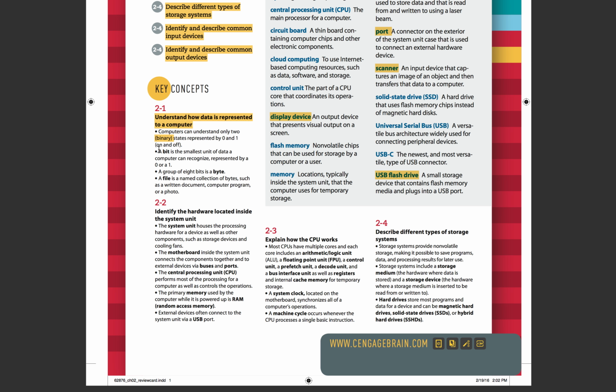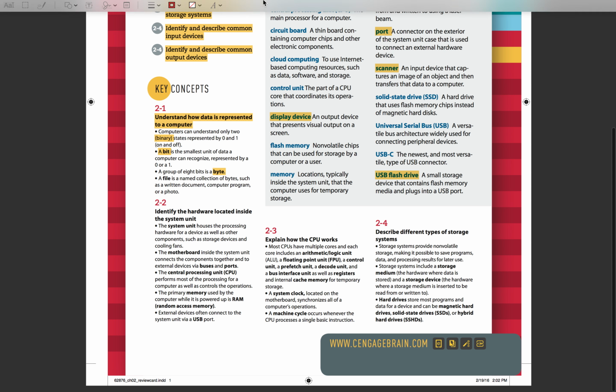So that information is all kind of created into a bit. So our bit is the smallest unit of data that a computer can recognize, represented by those ones and zeros. And then our byte is a group of bits. And then a file, yeah, and I lost it. So our file is a named collection of bytes. So whenever we have information that's pulled together within a single, kind of like a single spot, that is your kind of file.